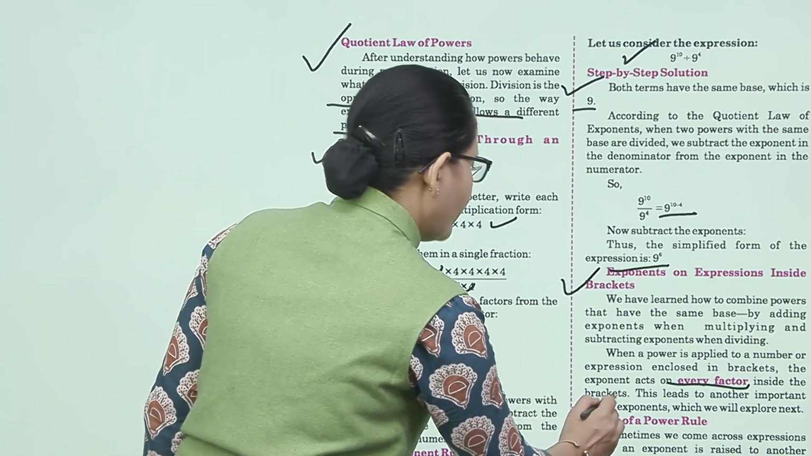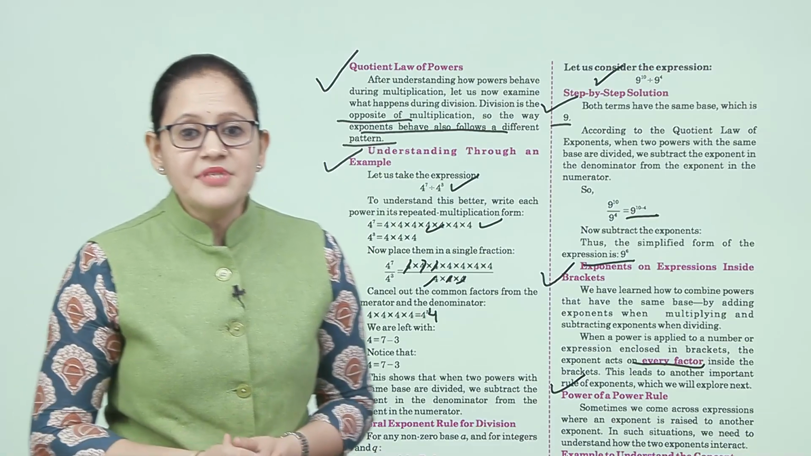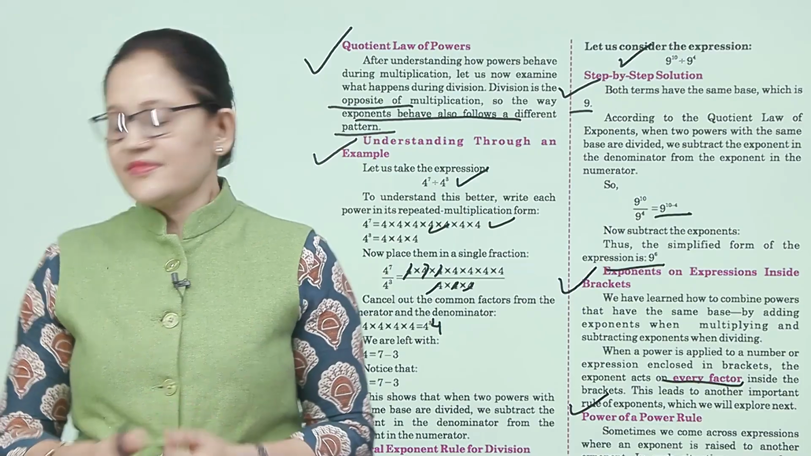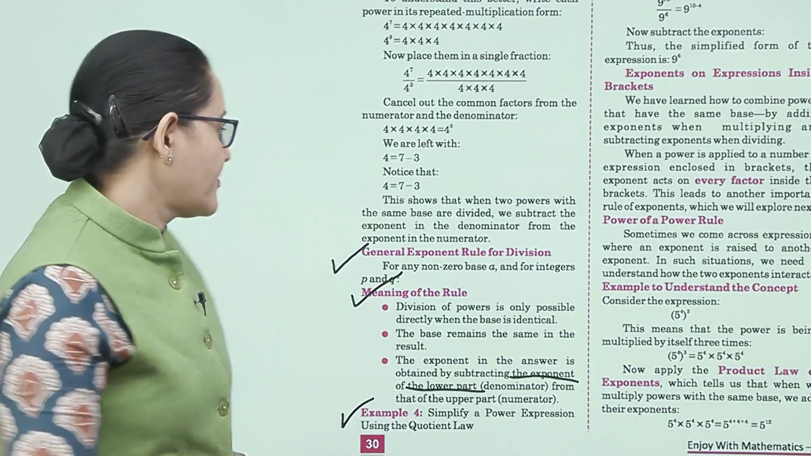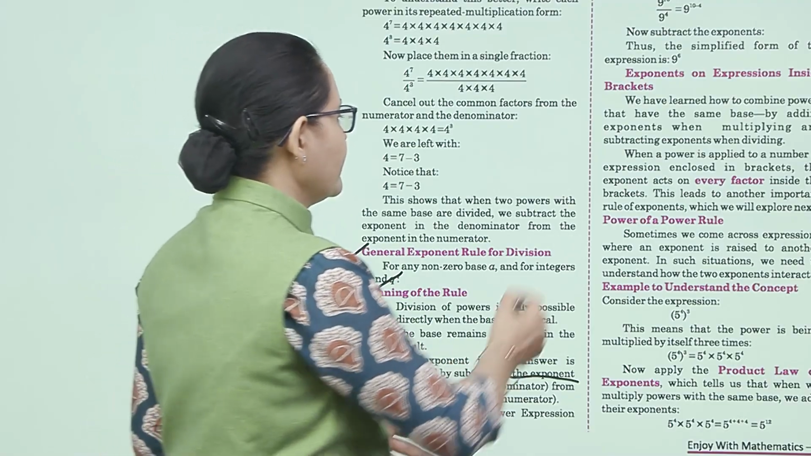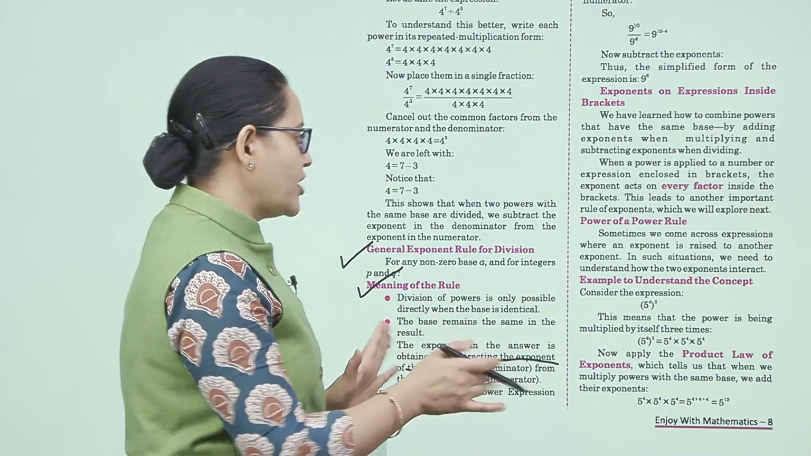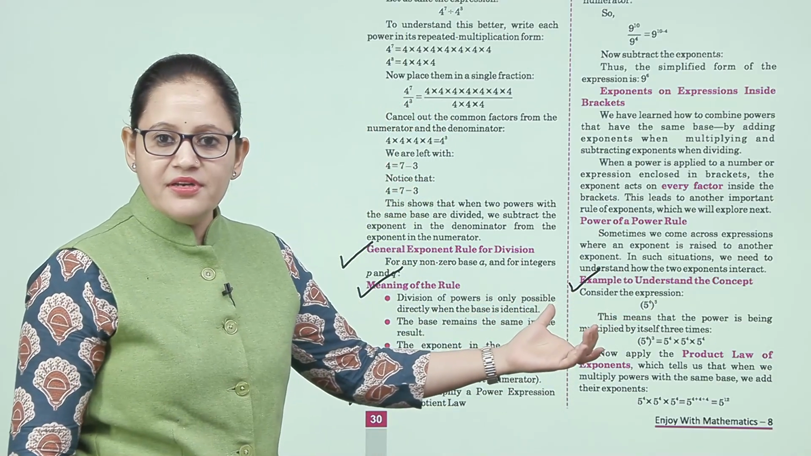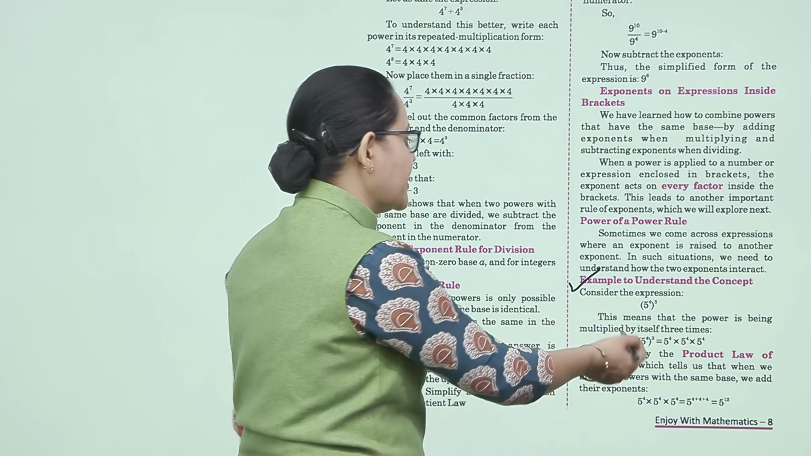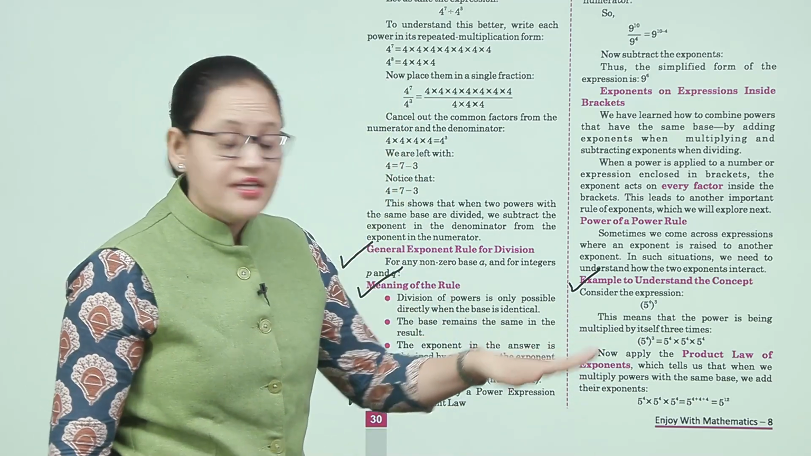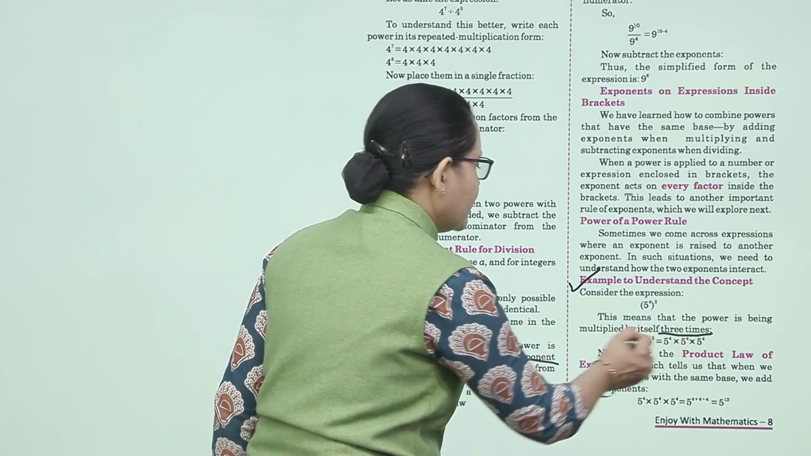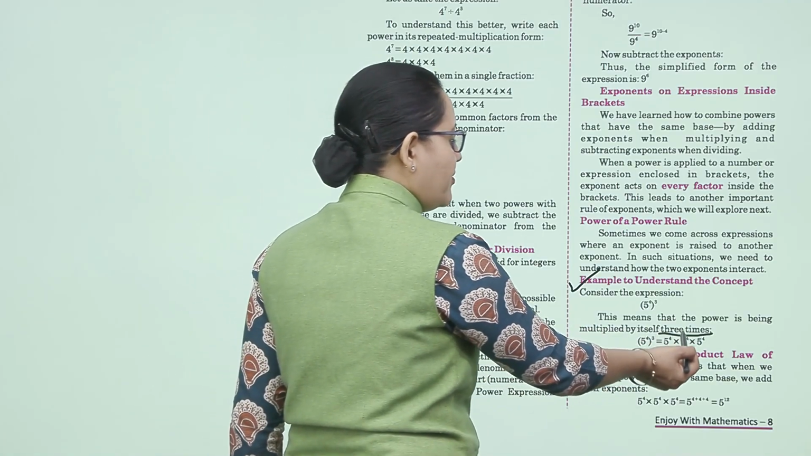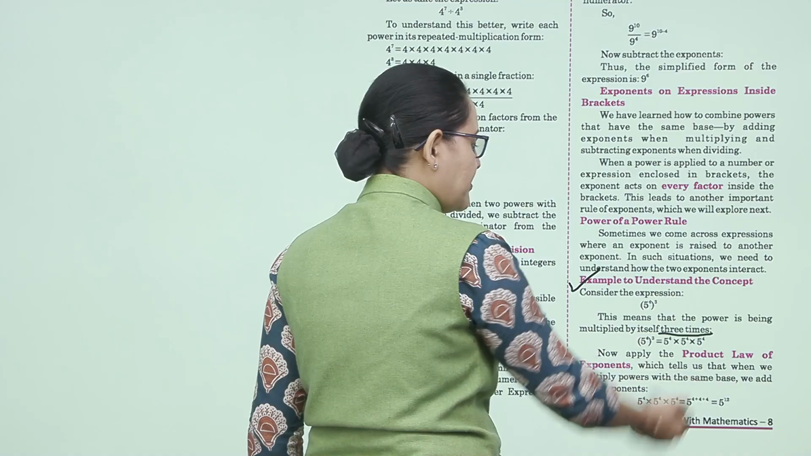Now, the power of a power rule. Sometimes we come across expressions where an exponent is raised to another exponent. In such situations, we need to understand how two exponents interact. Example, to understand the concept, consider the expression 5 to the power 4 and whole power 3. This means the power is being multiplied by itself 3 times, meaning 5 to the power 4 multiplied by 5 to the power 4 multiplied by 5 to the power 4.